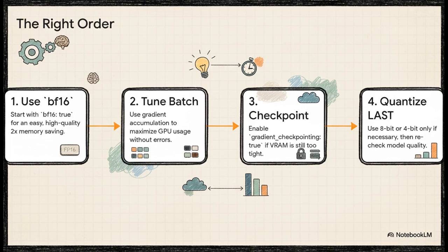Step 2, you play with your batch size and use gradient accumulation to max out your GPU without it crashing. Step 3, if you're still running out of memory, then you flip on gradient checkpointing. And only, and I mean only, as the absolute last resort, do you reach for quantization. You use it only when you have to because it's the one that can bite you back on quality.